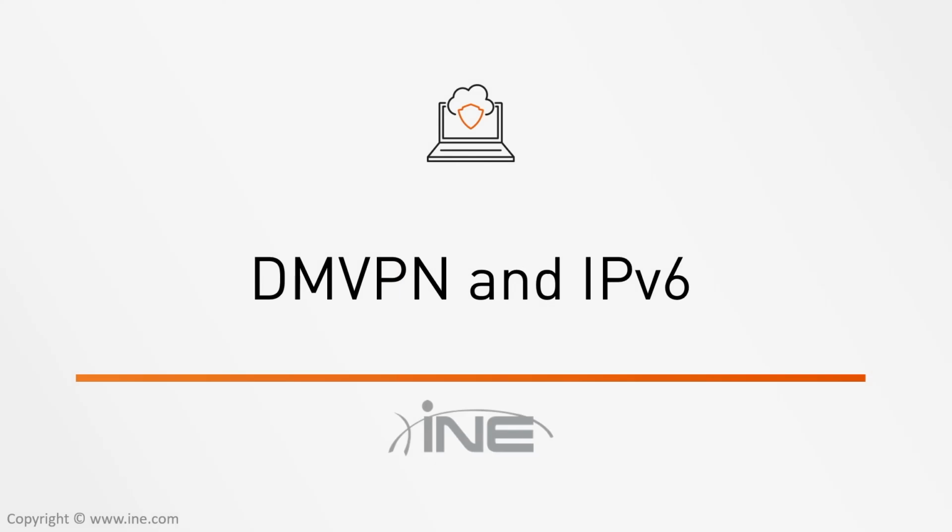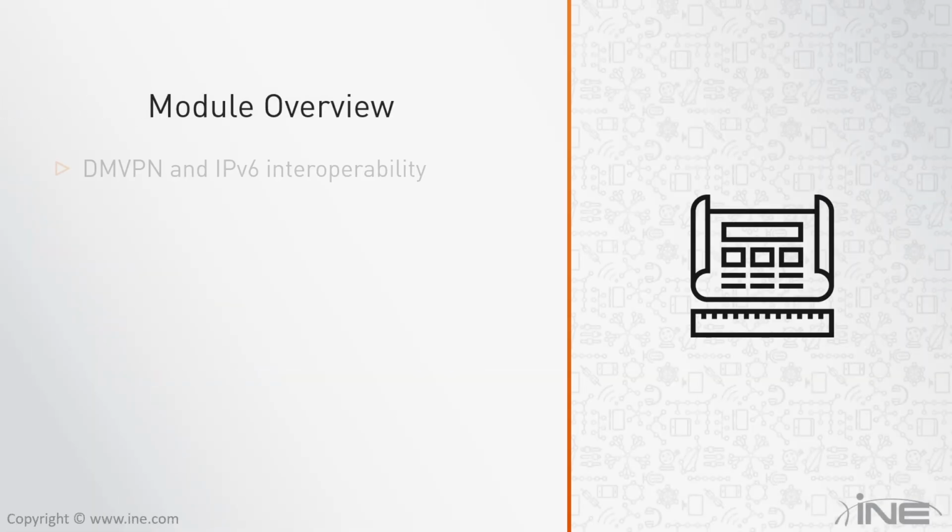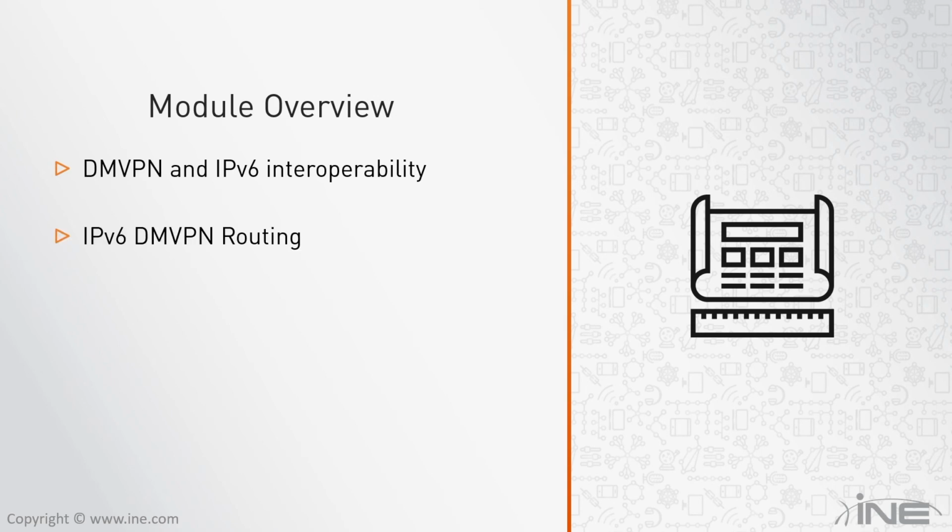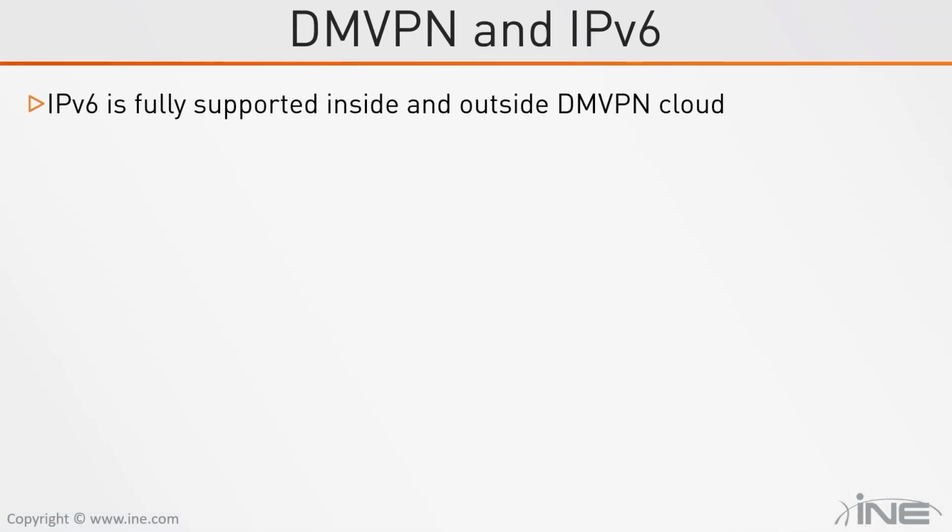We will take a look at DMVPN and support for IP version 6. We will talk about the interoperability between the versions of IP in DMVPN, and we will also talk about DMVPN routing when configuring our tunnels for IP version 6. DMVPN is fully supported for IP version 6, both inside and outside of the cloud.